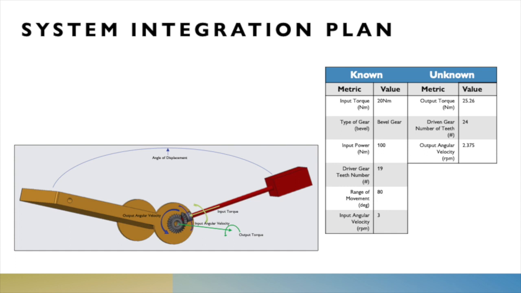As mentioned previously in our C1 phase, we then identify our unknown metric values and calculate the results. And we obtain an unknown value of an output torque of 25.26 Newton meters, a driven gear number of 24 teeth, and output angular velocity of 2.37 RPMs.